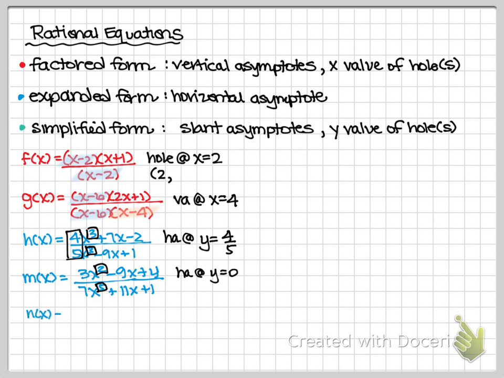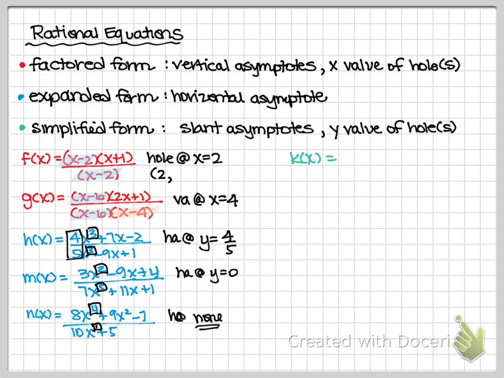Then the other version is if the degree of the top is bigger than the degree of the bottom. So let's say we've got 8x to the 4th plus 9x squared minus 7 all over 10x plus 5. The degree of the top is 4, the degree of the bottom is 1. If the degree of the top is bigger than the degree of the bottom, then there is no horizontal asymptote. None.